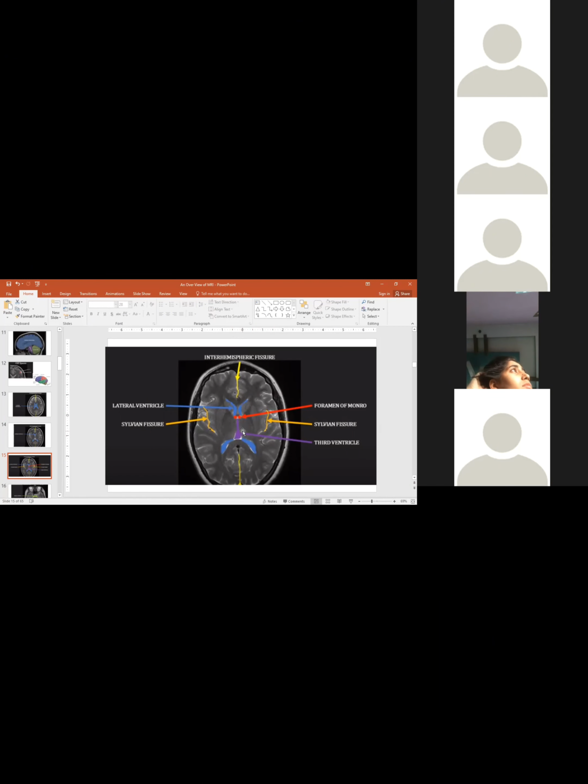They are in between two thalami. We'll see them in another section to make our concept more clear. And these blue ones, they are the posterior horns of the lateral ventricles. Here, this yellowish line represents the Sylvian fissure, and again, this is the anterior horn of the lateral ventricle.